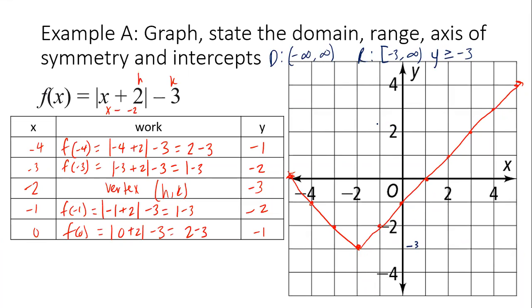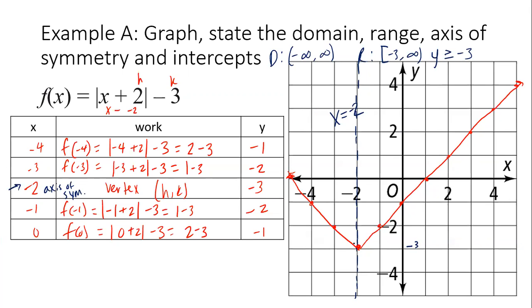Okay, next, my axis of symmetry. Your axis of symmetry is always defined by the x value of your vertex. The x value of my vertex is -2, right? This is my axis of symmetry. So my axis of symmetry is at x equals -2.